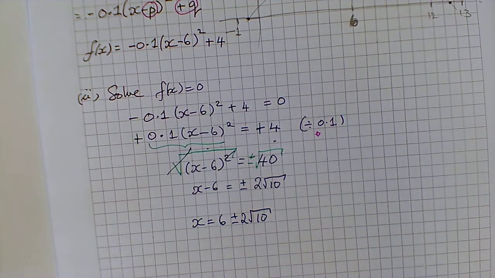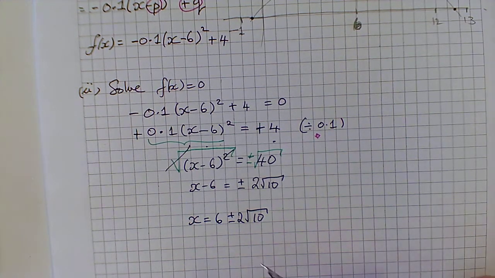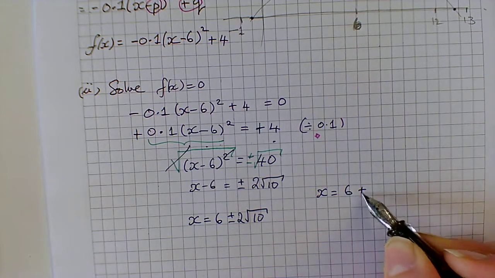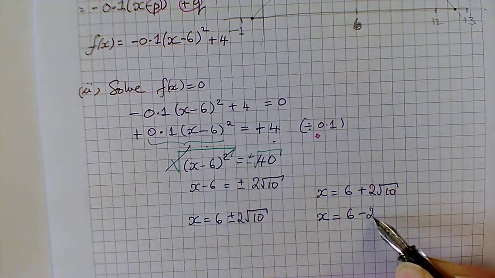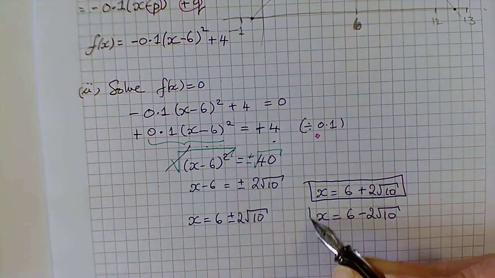Let's just check if we've solved that. Leave your answer in square root form. Well, we've got that then, okay? So those are my two answers. x is equal to 6 plus 2 root 10, or x is equal to 6 minus 2 root 10. And they asked us to leave our answers like that.